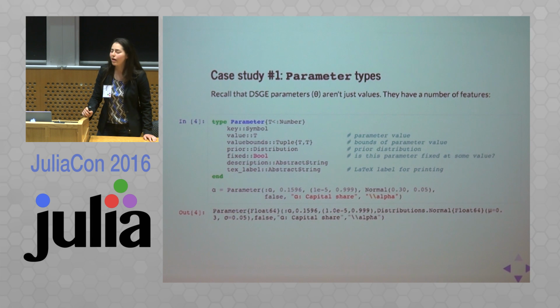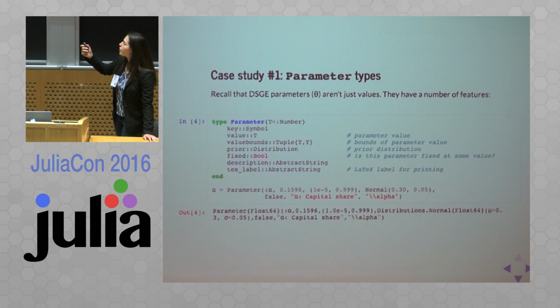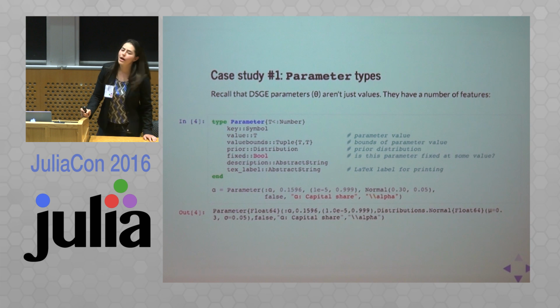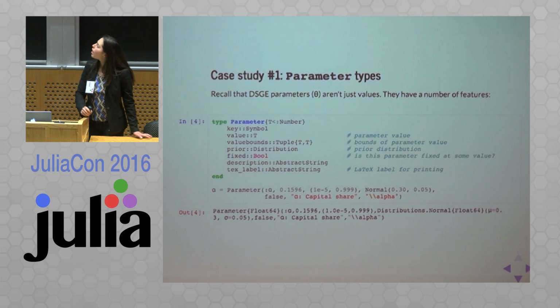So here we have a parameter alpha that we construct to have some value, 0.1596 in this case. We bound it to be between 0 and 1. And we say that it has a normal prior that's centered at 0.3 with some standard deviation, 0.05. We want to estimate it, and we can print it out.